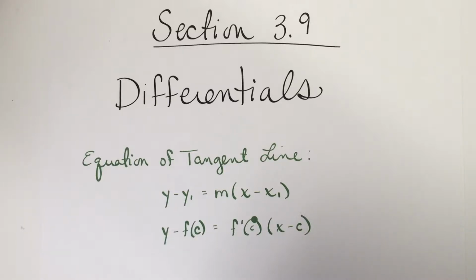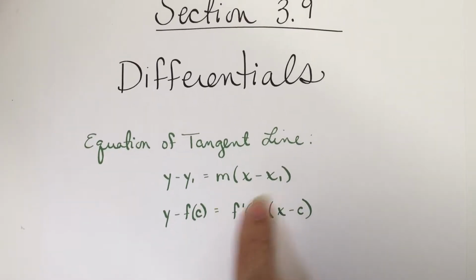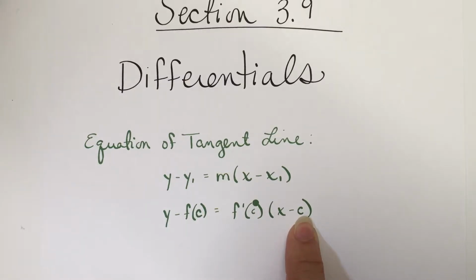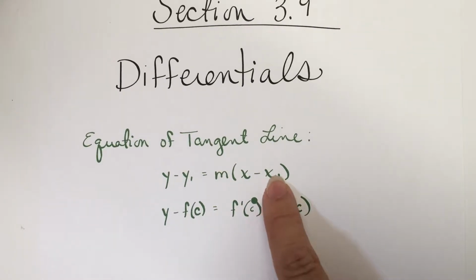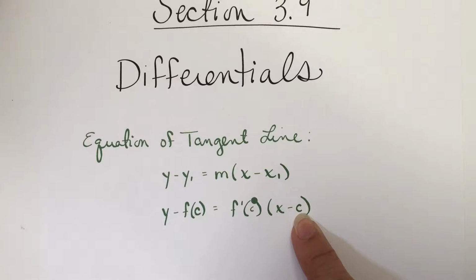Section 3.9 is dealing with what's referred to as differentials, and what you see here is, of course, the equation of just any line, but of course what this is in reference to is the equation of a tangent line. So this is your point slope form. Of course, this is just it rewritten with different notation. So they're using the letter C here just to represent some x value, because you always do x minus the x coordinate of the point. So they're using, like I said, C to represent that.